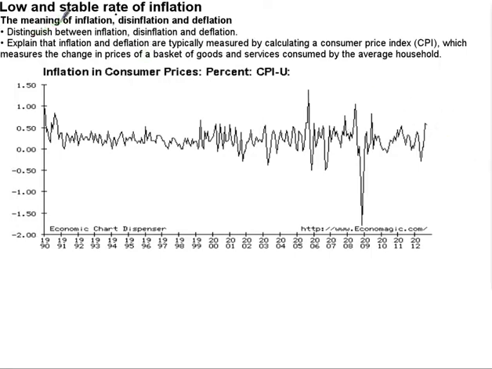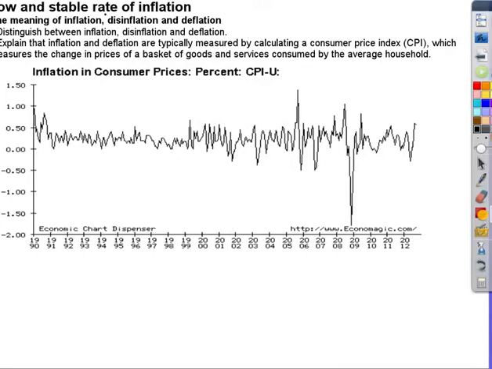The first thing we need to do is distinguish between inflation, disinflation, and deflation. As you can see, this is a chart of inflation since 1990, over the last 22 years. With any of these charts, we want to be able to look at where it's zero, because this is a percent change from year to year. This will help us establish what we mean by inflation, disinflation, and deflation.